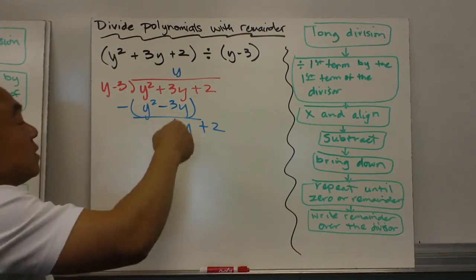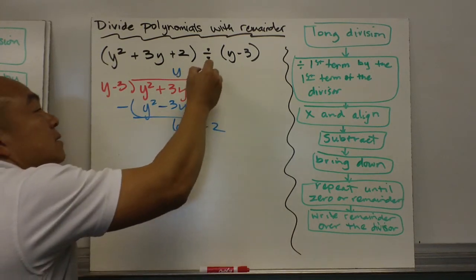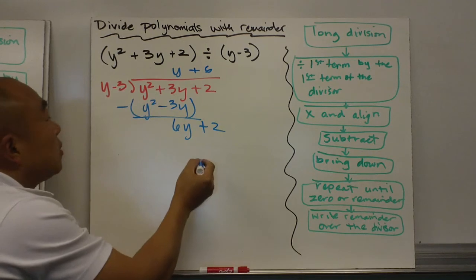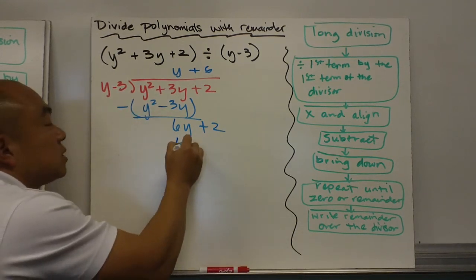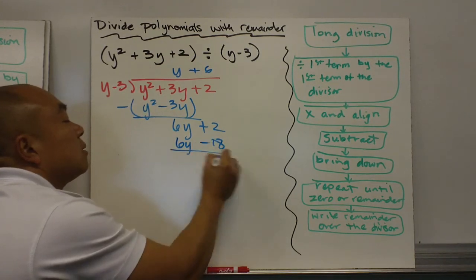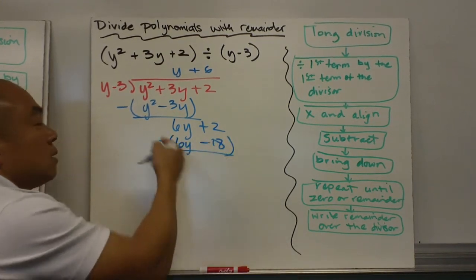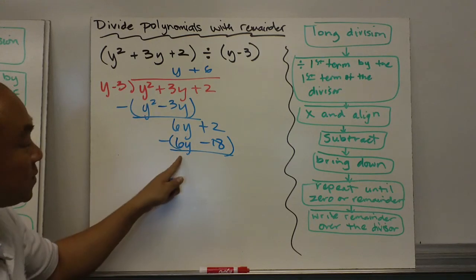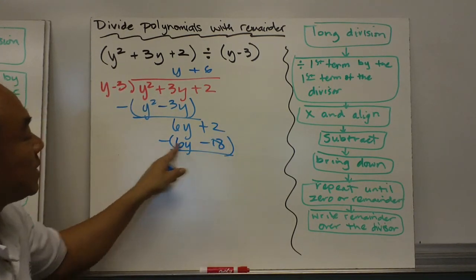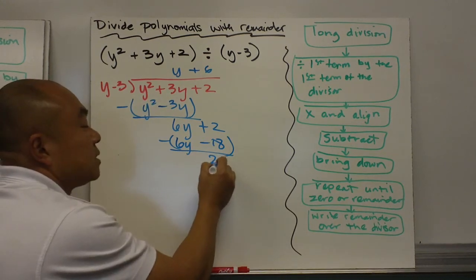You're going to try to get rid of it. So in order to get rid of that, I'm going to go ahead and add 6 right here. By adding 6, I can now take 6 times y, which is going to give me 6y, which is our goal. Then 6 times that is going to give me negative 18. So now subtract it all. This becomes nothing, becomes 0. Positive 2 minus a negative 18 gives me a positive 20.